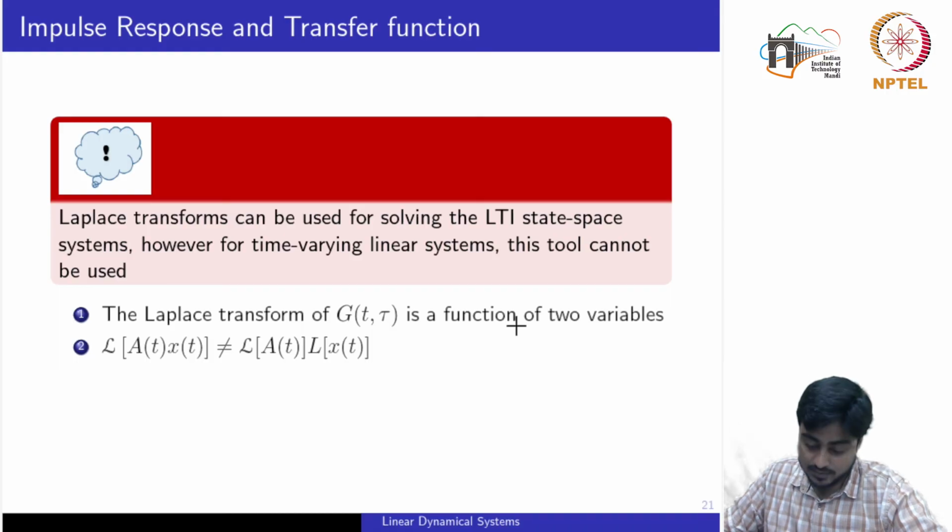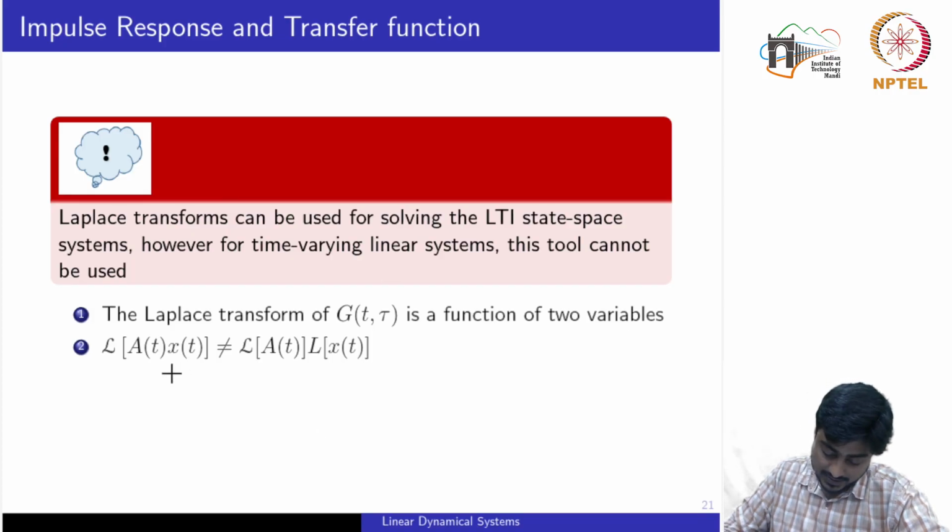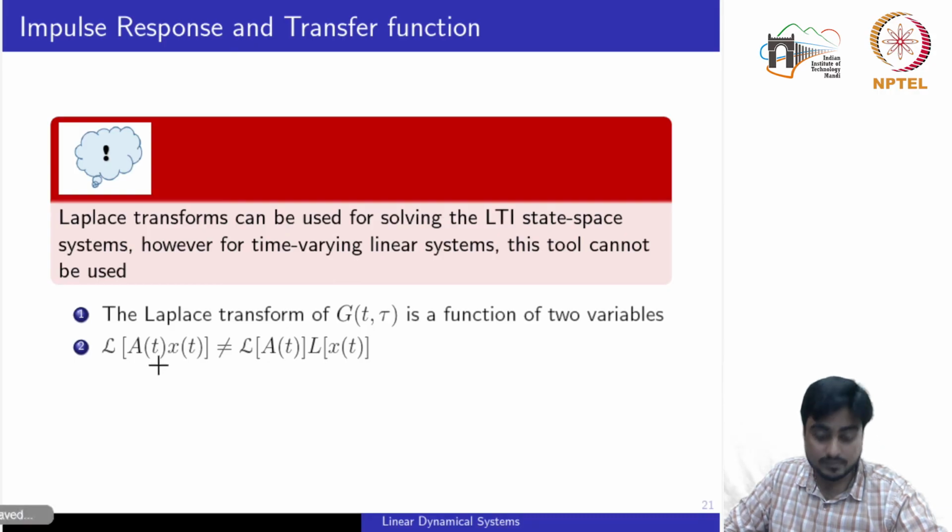For the LTI system, instead of having these two variables, we use only one argument, which is t minus tau. Right? Now here we would be taking the Laplace transform of a function of two variables. And the second problem is that the Laplace transform of the multiplication of A of t into x of t is not equal to the Laplace of A of t times the Laplace of x of t.